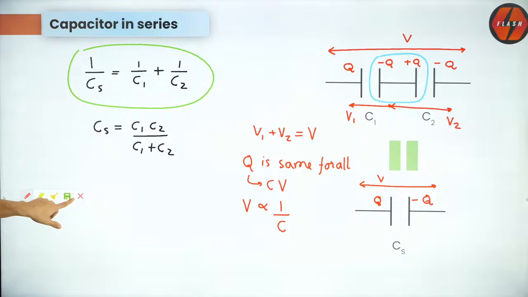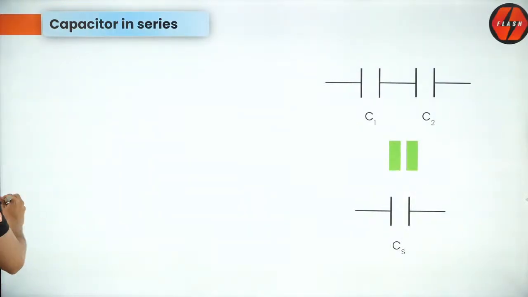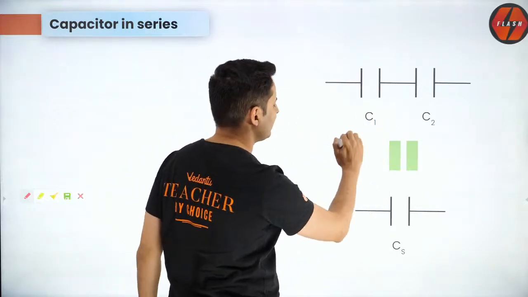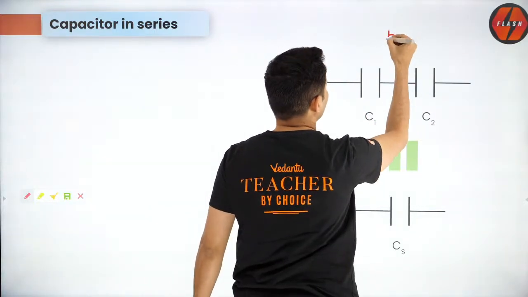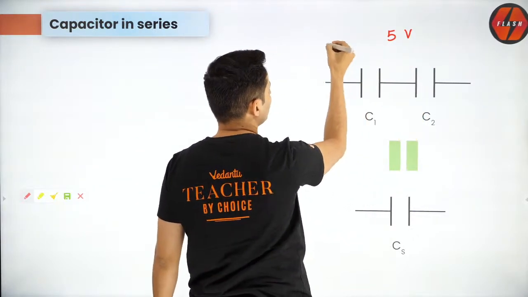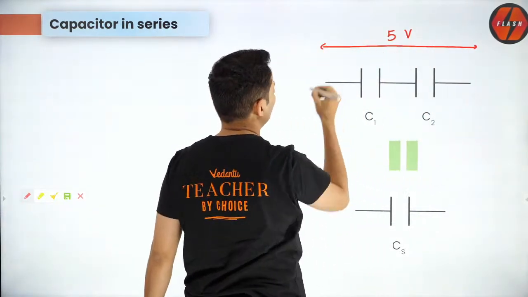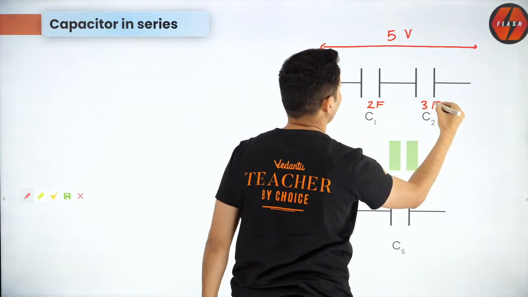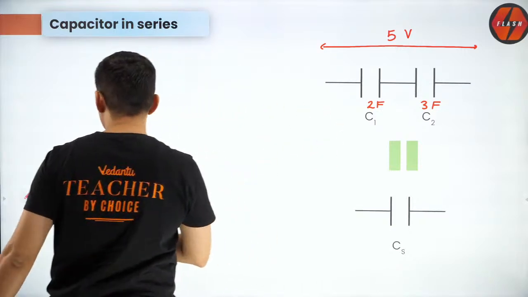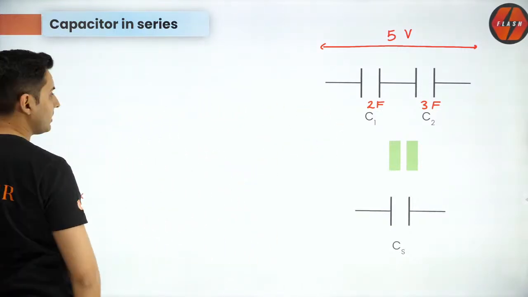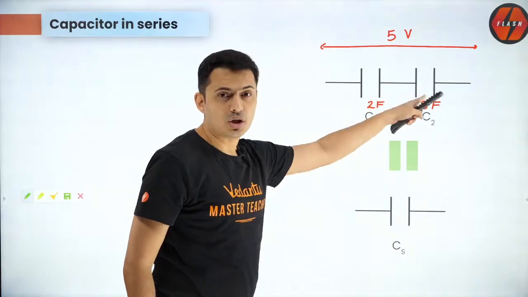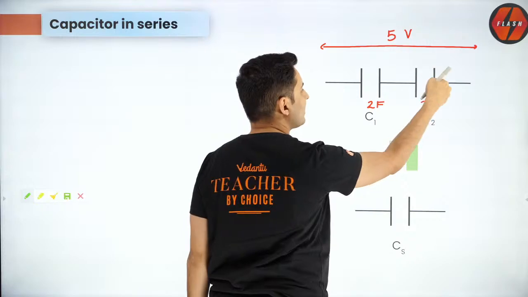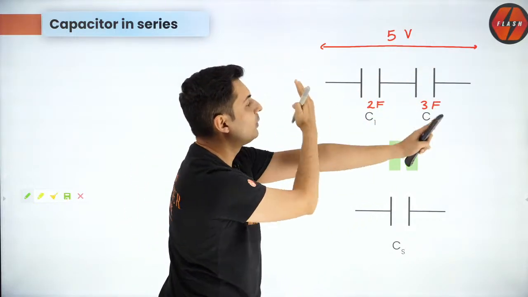Okay, now another important thing that you should notice over here, let's say some values were given. Example, guys, example. Let's say this was 5 volt. So the total voltage drop is 5 volt. And let's say this was a 2 farad capacitor, and let's say this was a 3 farad capacitor. Now by logic you should be able to think, guys, this voltage and this voltage should not be the same. In fact, the voltage drops across this and this should be in the inverse ratio.